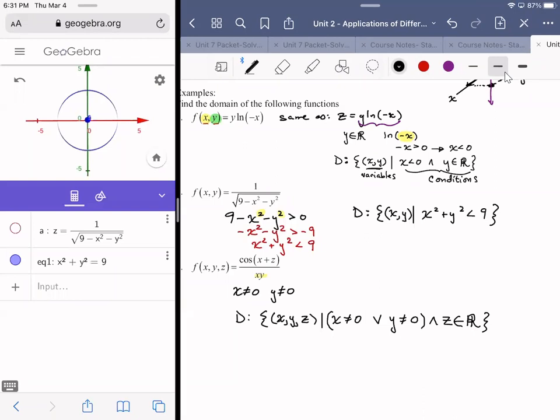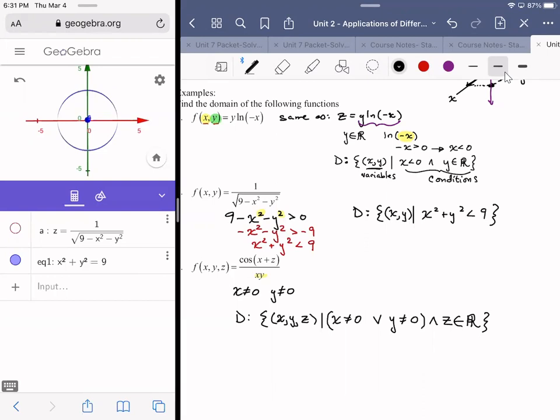All right, so thank you for that. It's the mind playing tricks on me again. Sometimes I just look at a problem and I see what I want to see. But so we want those two relationships to be true: x is not equal to 0 or y is not equal to 0, and also z belonging to the set of real numbers.